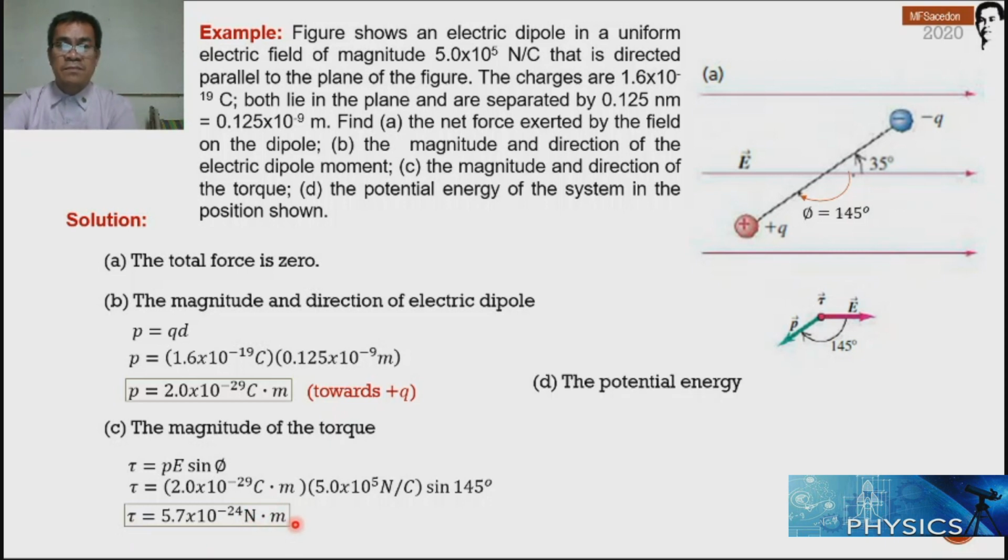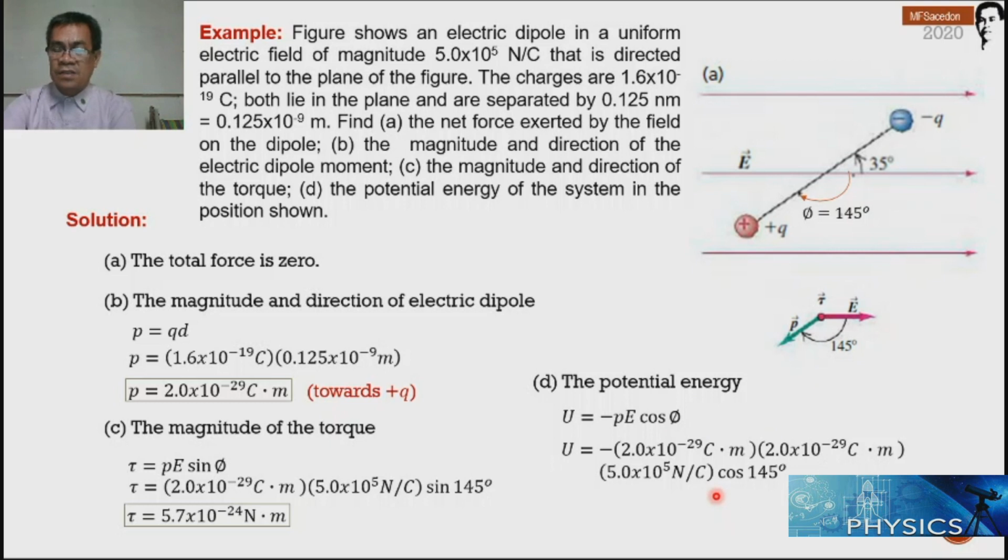In letter D, final question, you are asked to find the potential energy of the system. So you have to recall the relation that U is negative P E cosine theta. Substituting the values again, because we have already P, given the value of E, and we have obtained the angle, which is 145. So substituting the value and calculating it, the result is 8.2 times 10 raised to negative 24 joules.